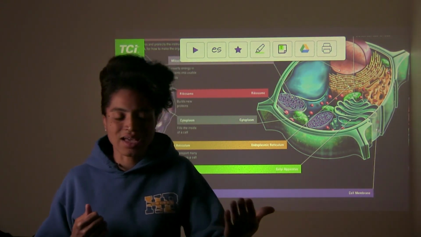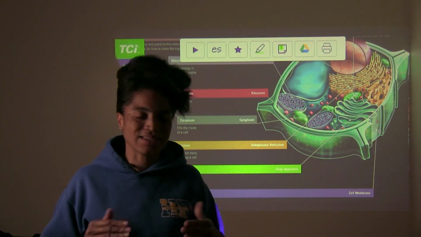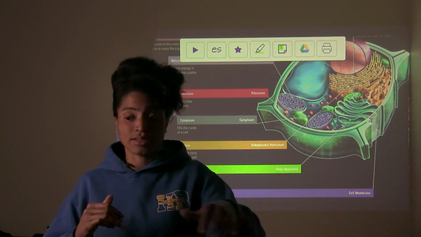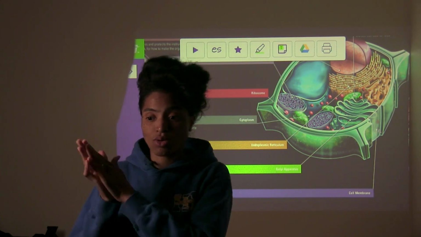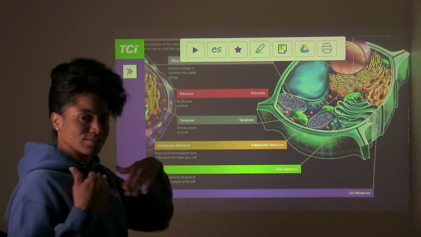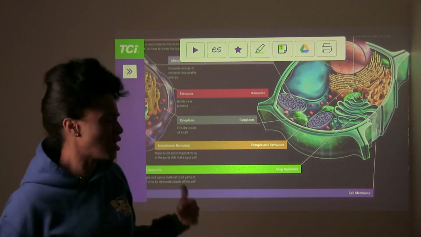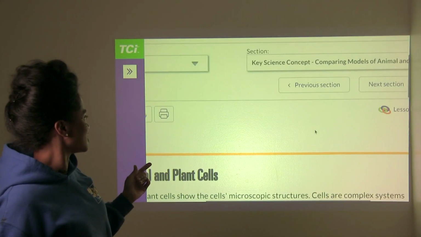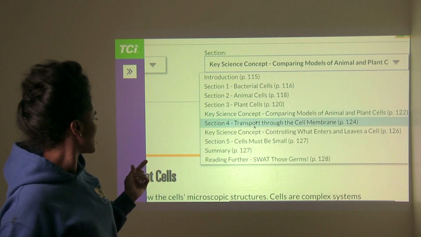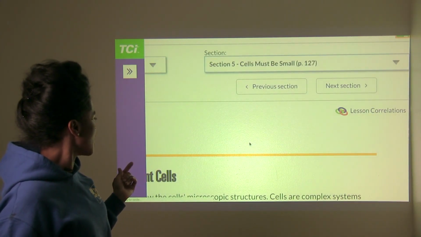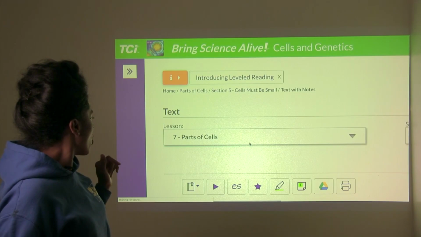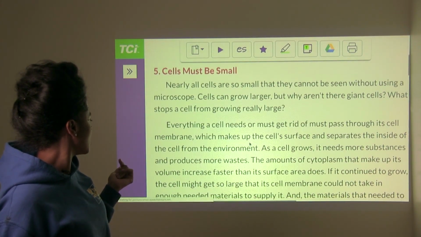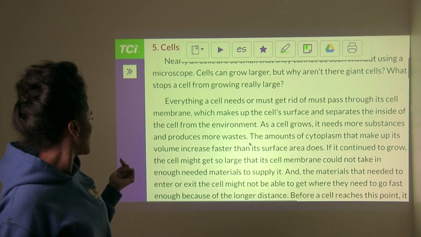Let me see your ID. Can you get in? Nope. You're good, you can go in. Thank you. Welcome to the cell. That's the cell membrane, and so we have an understanding of what it does. Let's get back to this section and talk about what is so unique about the cell membrane in regards to the size of a cell.